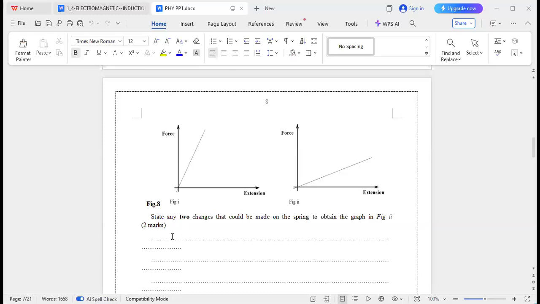So one of them is increase the number of turns per unit length of the spring.